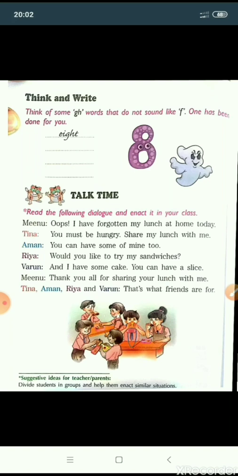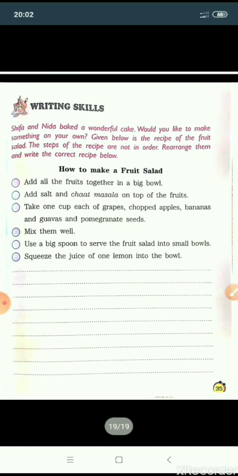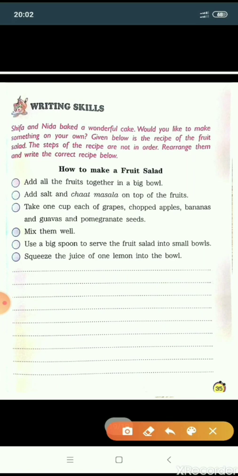Now coming to the next part of the writing skill. Shifa and Nida baked a wonderful cake. Would you like to make something on your own? Given below is the recipe of fruit salad. The steps of the recipe are not in order. Rearrange them and write the correct recipe below. How to make a fruit salad.